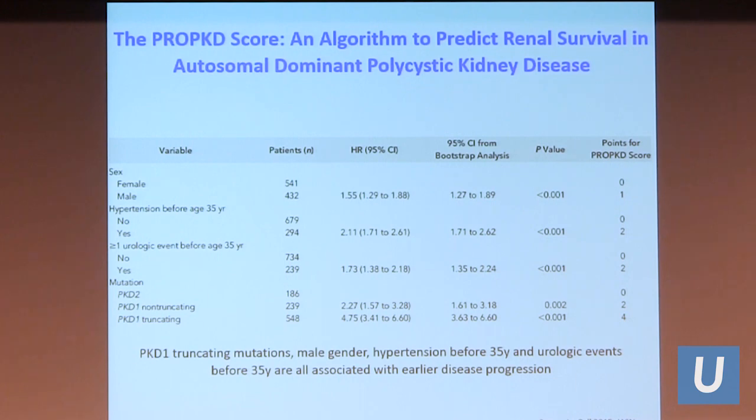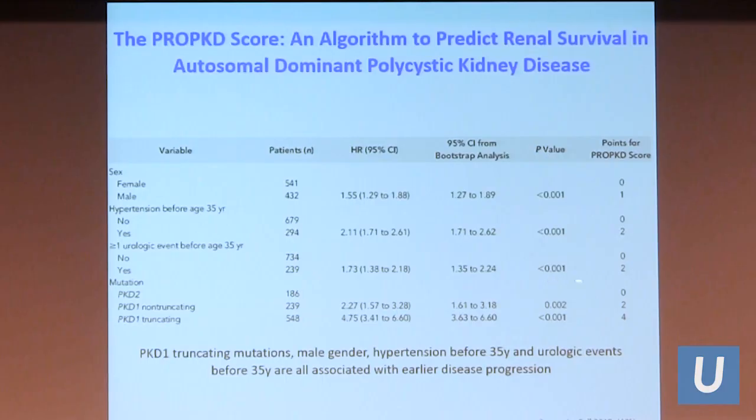So we can use this information also, genetic information along with clinical information, the so-called PRO-PKD score, to try and identify more rapidly progressive patients. In this study, sex is considered, with males more likely having a more progressive disease than females. Whether patients have hypertension or a urological event before 35 years is also considered evidence of more rapidly progressive disease, as well as the genotype here, which plays a large role.